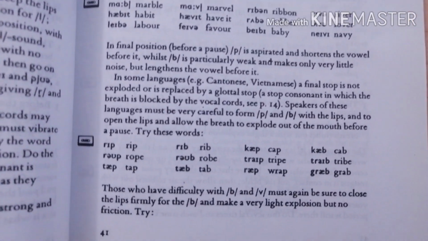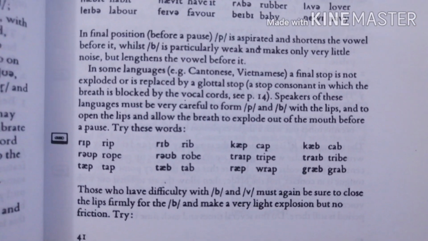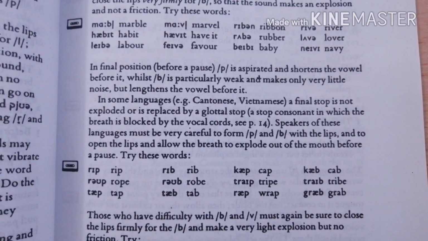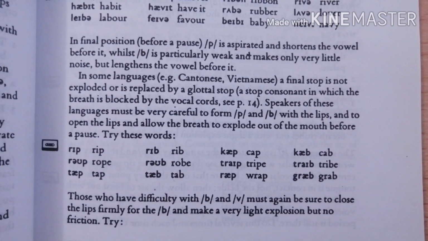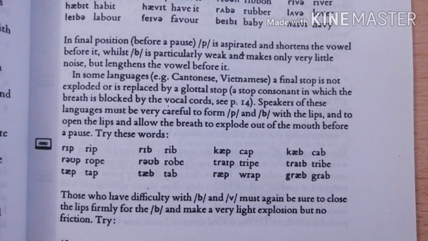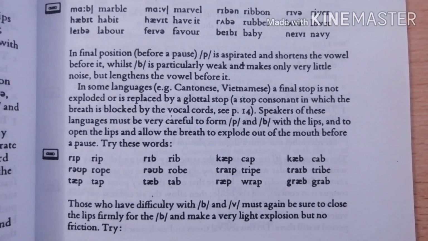Now the last group: rip, rib, rope, robe, tap, tab, cap, cab, tribe, tribe, wrap, and grab.